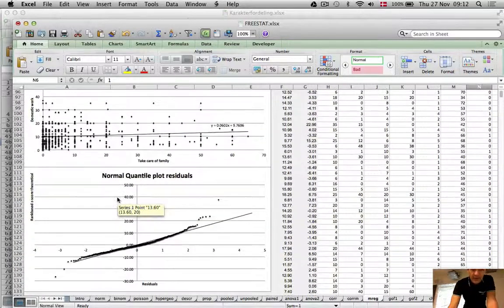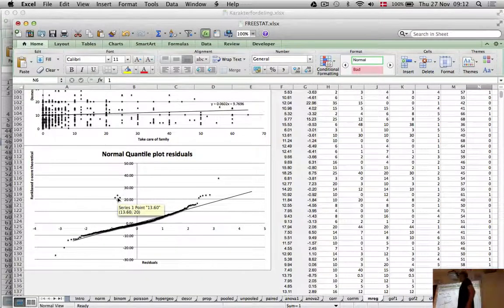So we don't have an actual XY plot when we have a multiple linear regression, because we have more than one explanatory variable. Then if we look at the normal quantile plot, in this plot we are able to see if the residuals are actually normally distributed. We would like the residuals to lie very close to the straight line here.